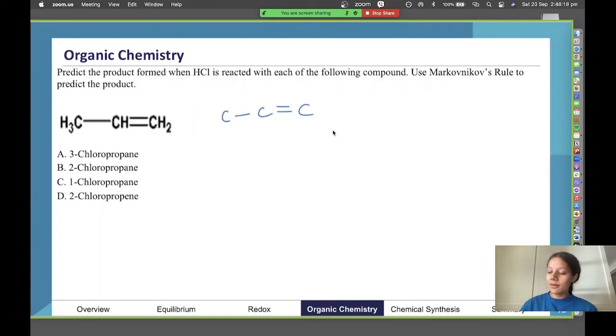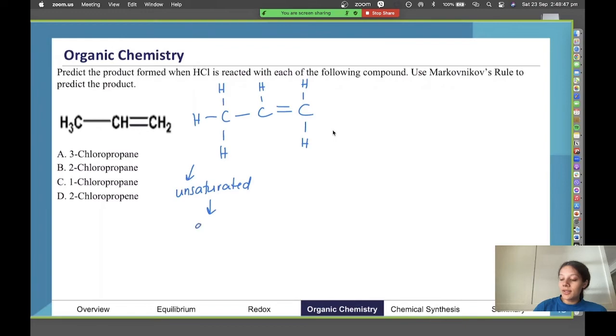So here we have an alkene. We have propene here. Now, if we add HCl, because this is an unsaturated compound, meaning that we have that double bond in there, it's going to undergo an addition reaction. Because of that double bond, we can break the double bond, turn it into a single bond, and it gives us space on the molecule to be able to add in extra atoms.